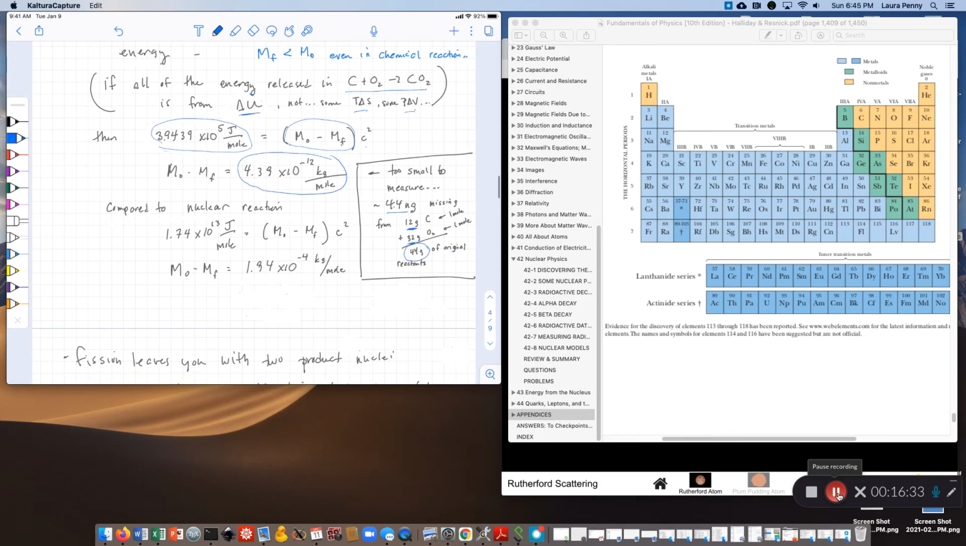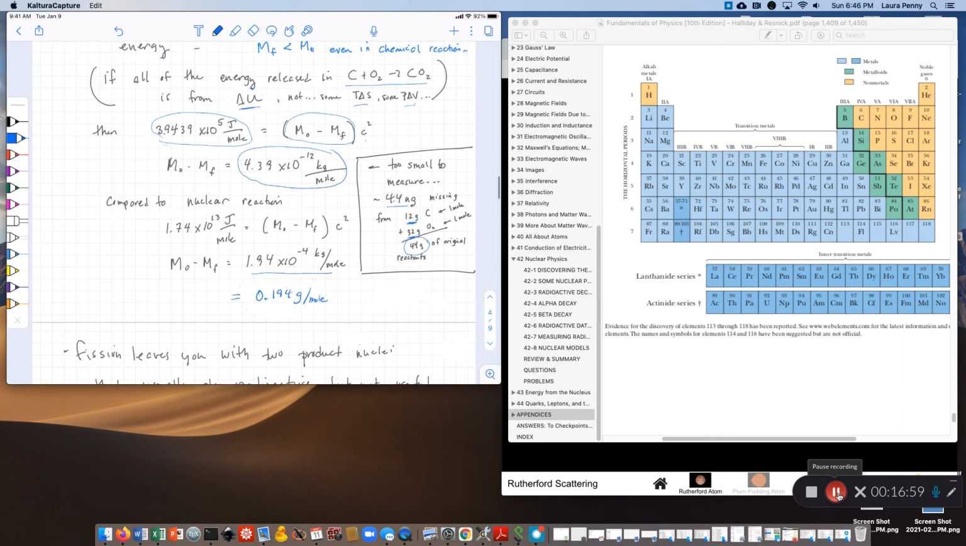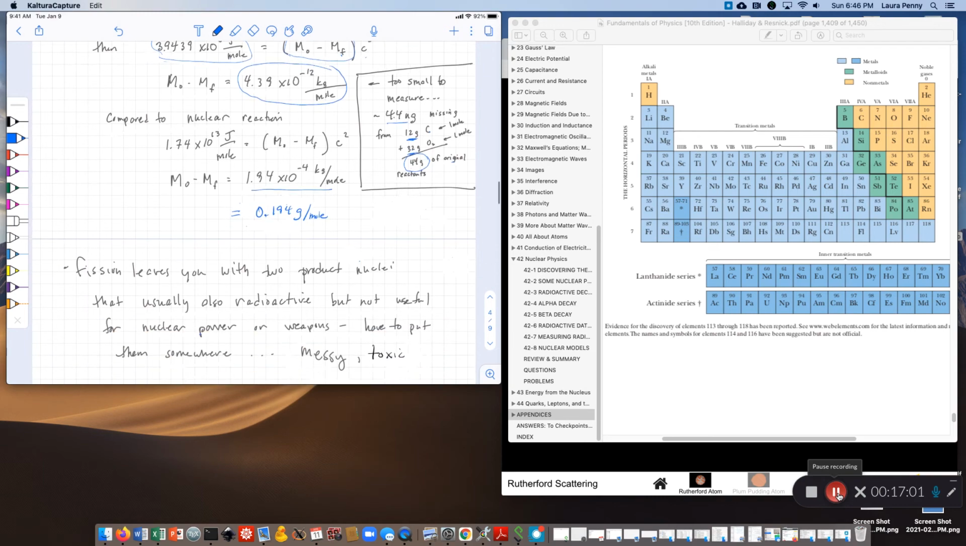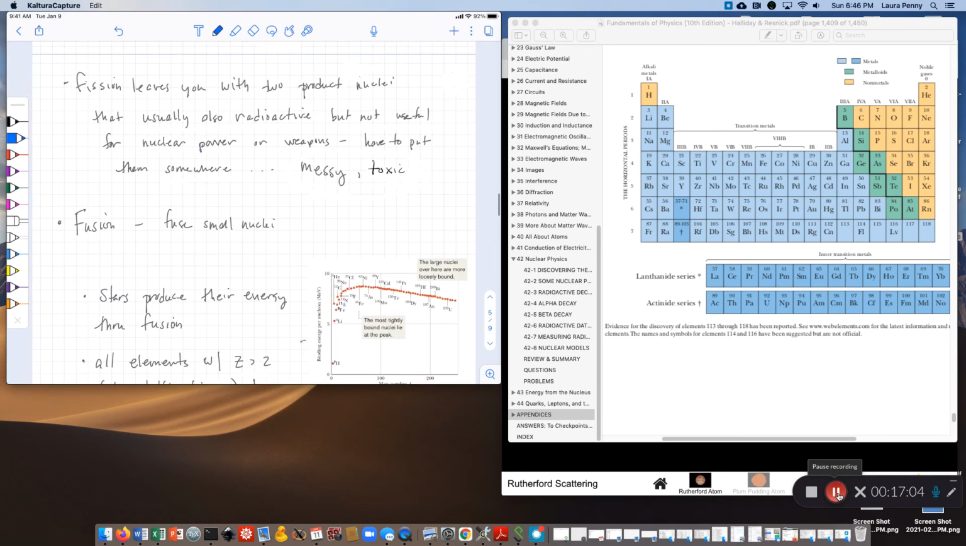But in a nuclear reaction, we are losing something much, much larger, a noticeable amount. If we're losing 1.94 times 10 to the negative 4 kilograms per mole, that means we're missing 0.194 grams per mole, and I can measure a loss that small. In fact, we are measuring masses that are those losses. That's not something I'm going to test you on, but just recognize that you do have less mass afterwards, no matter what reaction you're talking about. It's just that usually that smaller amount of mass is not something that you would ever be able to measure.